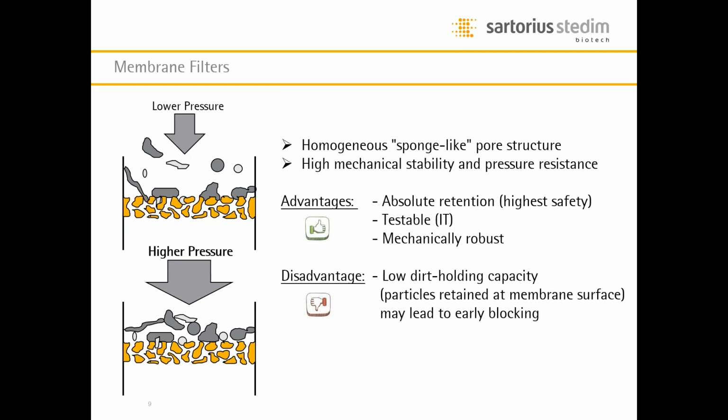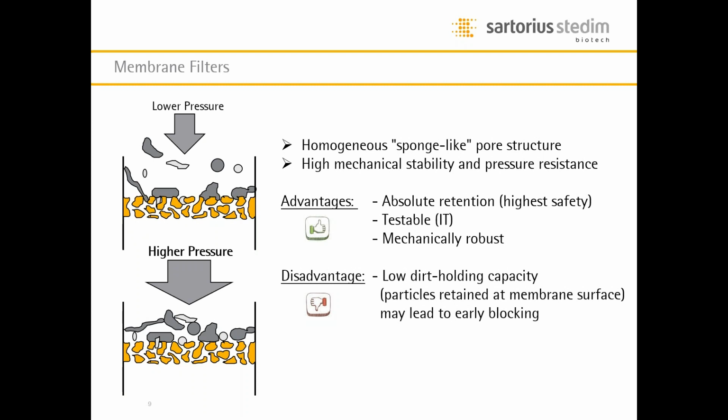In contrast to the fleece-based filters, the membrane-based filters, as I mentioned, have this kind of homogeneous sponge-like pore structure with a very high mechanical stability and pressure resistance. So the main advantages are you have an absolute retention. This creates highest safety. So when you have a validated sterilizing grade filter, you can be sure that under standard process conditions no single bacterium will be released.